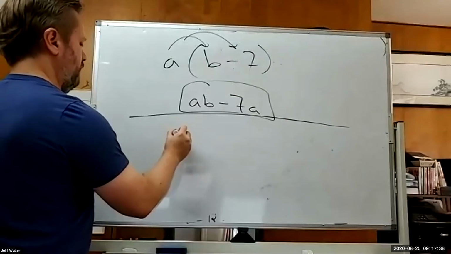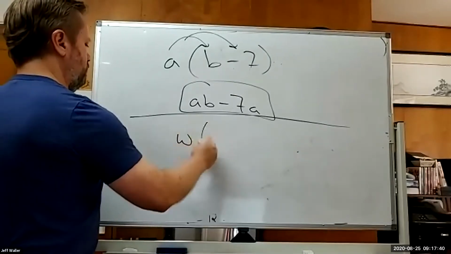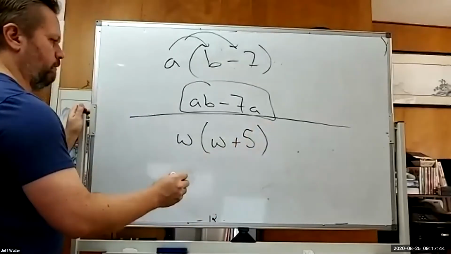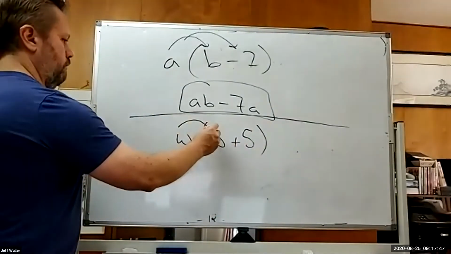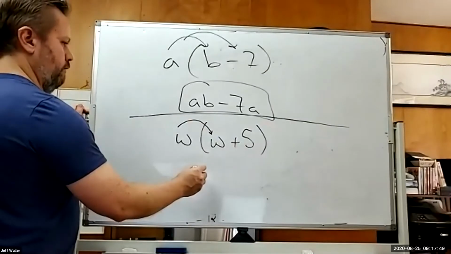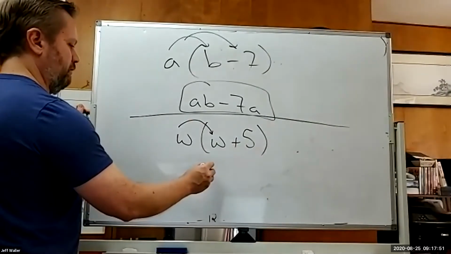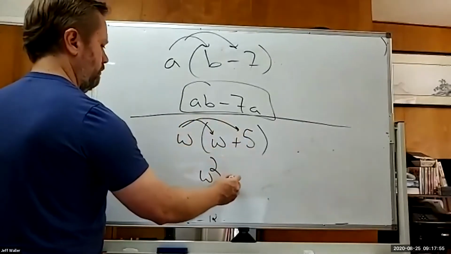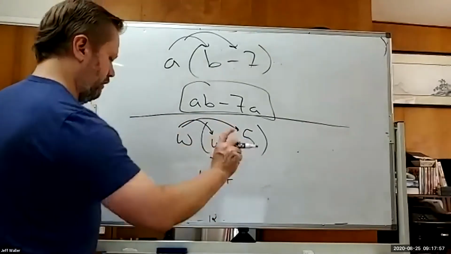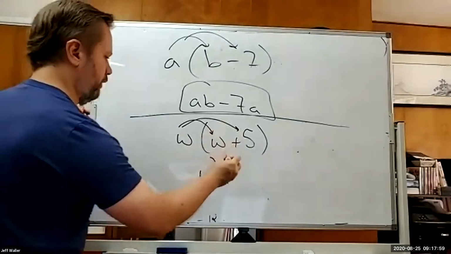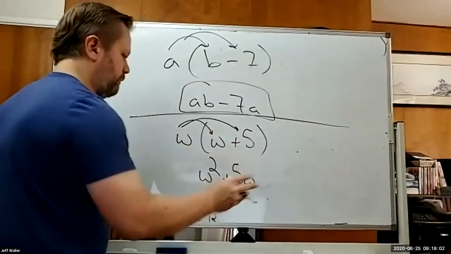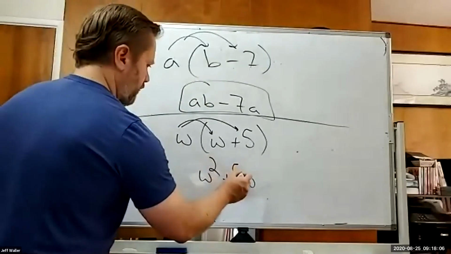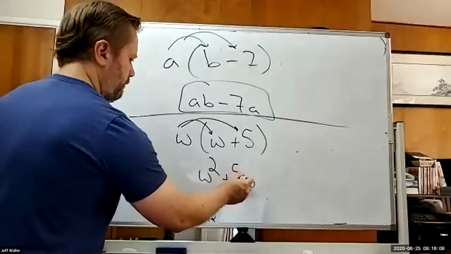So what if I had, what do you got, Jeff? W times W plus 5. W squared, I like it. And that plus W5. And then of course we always write the number first, right? Just to make it a coefficient, it makes it easier.